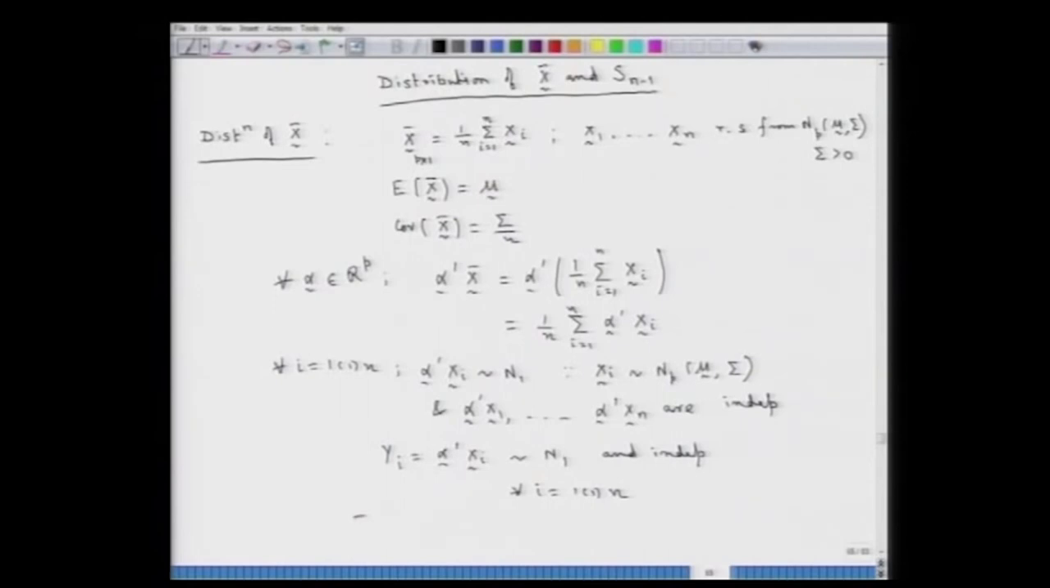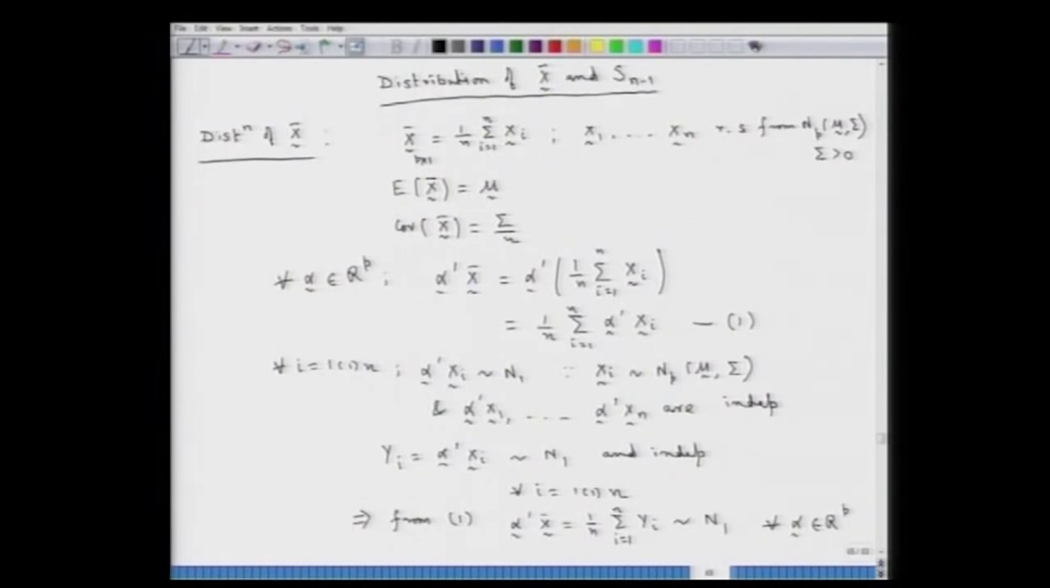So, this would imply, let us give this equation number 1. So, from 1, and the discussion that we had about each of these alpha prime x i's, this would imply that this alpha prime x bar, which is 1 upon n summation of these y i quantities, each of them are normally distributed random variables, and y 1, y 2, y n are independent. So, this is going to have an N(1) distribution, a univariate normal distribution. This is going to be true for every alpha belonging to R to the power p, where of course, alpha is not a null vector.